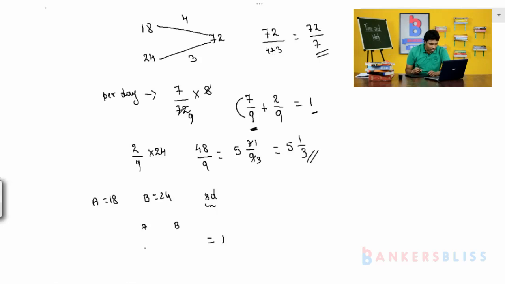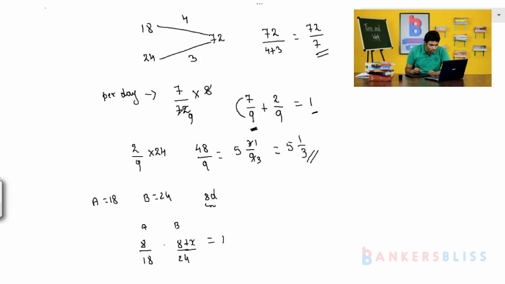See here, A per day is going to work 1 by 18, and B per day is going to work 1 by 24. Now, how many days together are they working? 8 days together they are working. Means A is also working for 8 days and B is also working for 8 days. After that A left. So the remaining days we don't know.